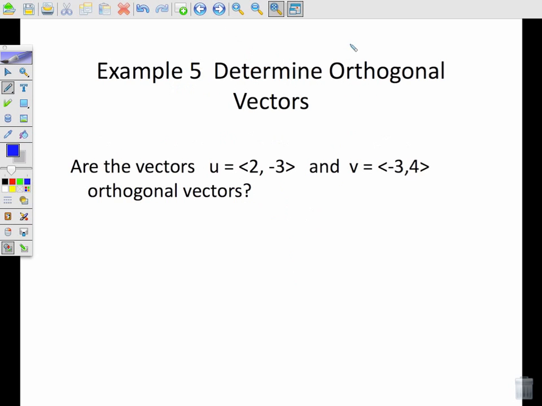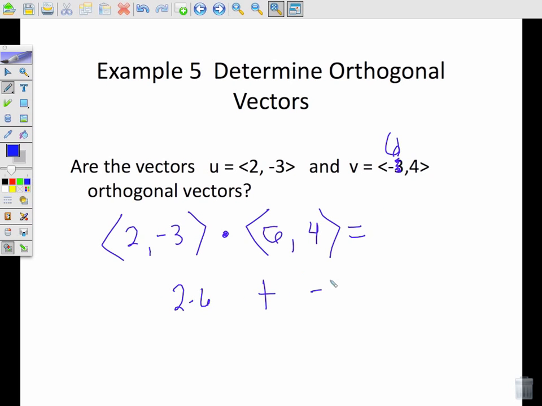Determine whether the vectors are orthogonal. Well, we need to do the dot product. So I'm going to take the vector u, which is 2, -3, and put it with the vector -3. Actually, this should be a 6. I think this is a misprint here. Just 6 and 4. Then what we've got is 2 times 6 plus -3 times 4. That's 12 plus -12, which equals 0. So we can say, yes, u is perpendicular to v.